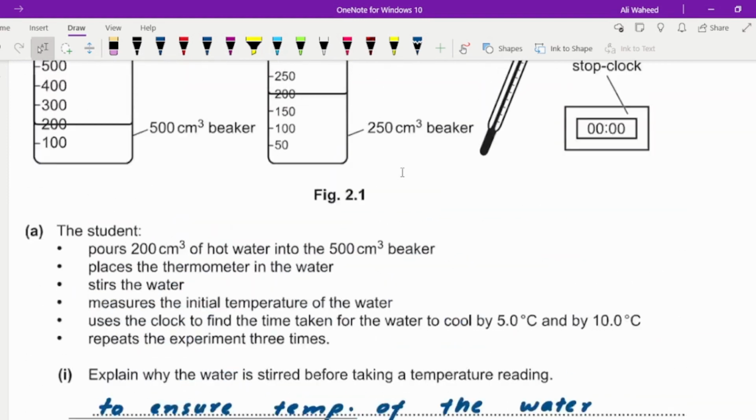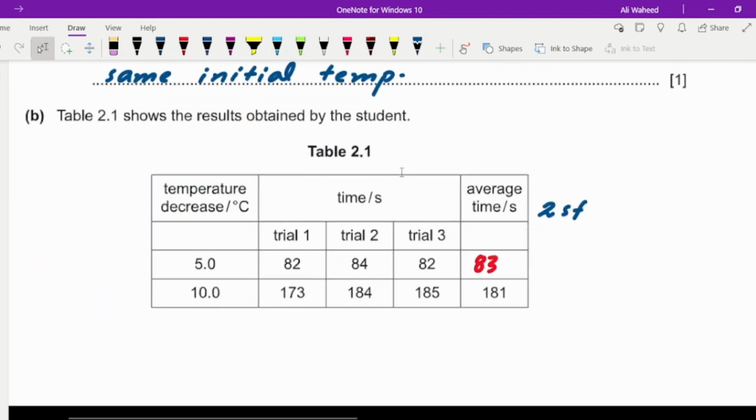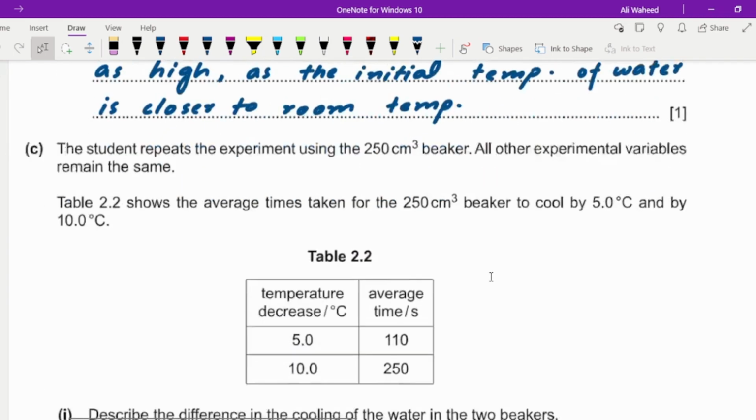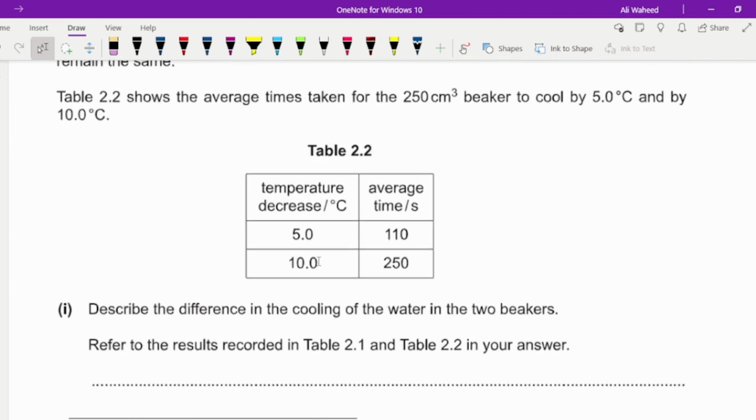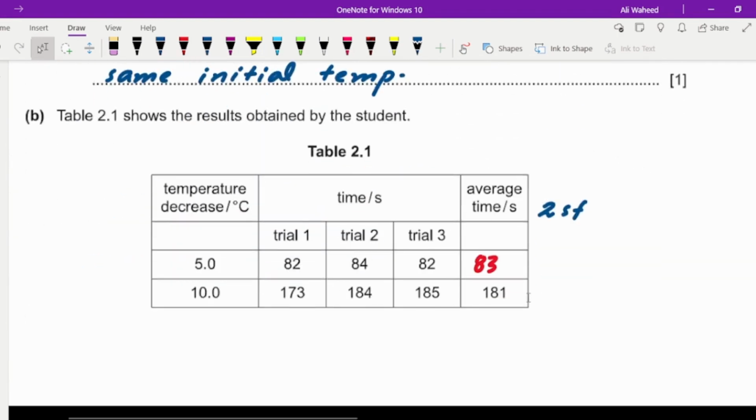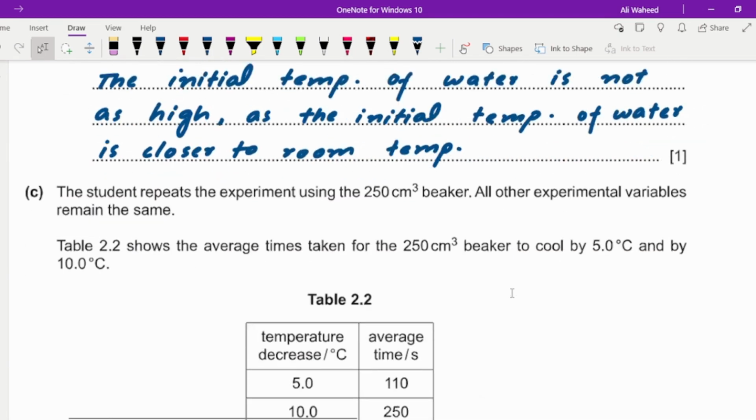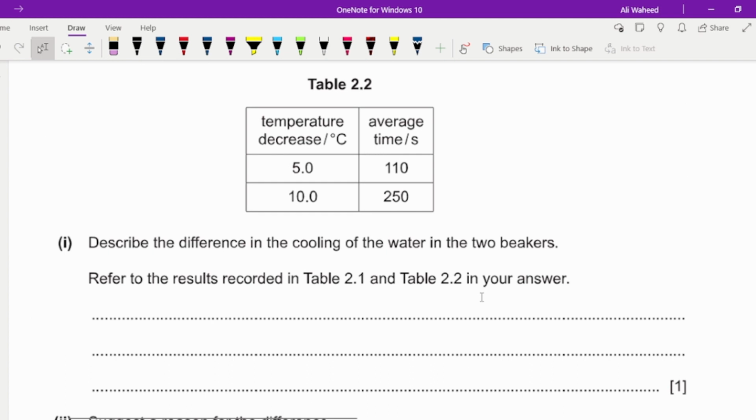Previously, it took 83 seconds. And it decreased by 10 degrees Celsius in 250 seconds. Previously, it was decreased in 181 seconds. So if we compare the data, now it is taking more time for the temperature to decrease. So it has a slower rate of cooling. Well, it's taking more time. Slower rate of cooling.